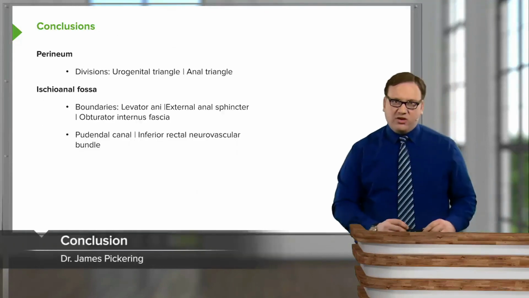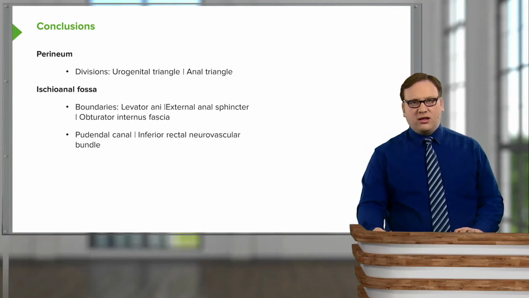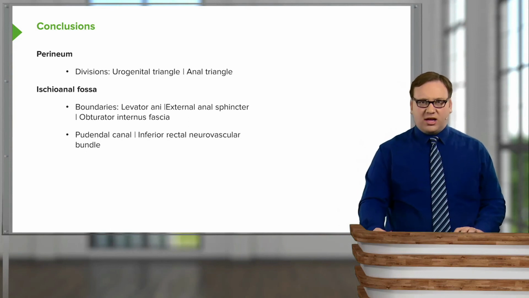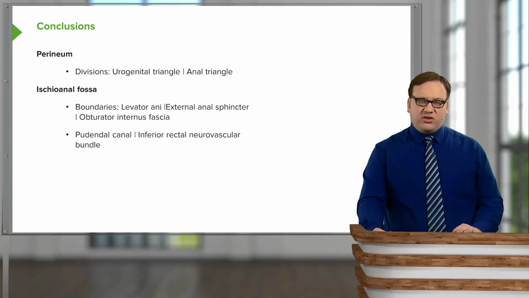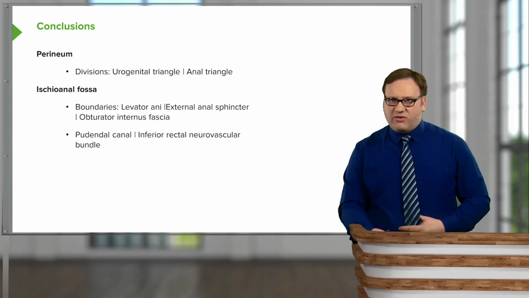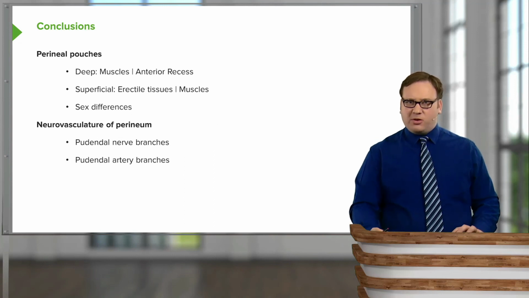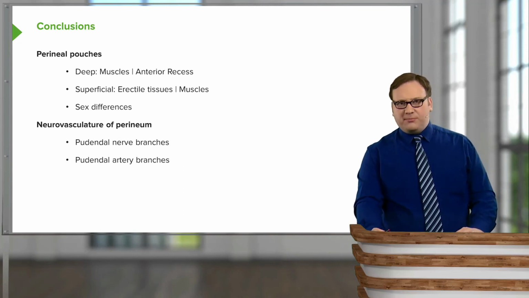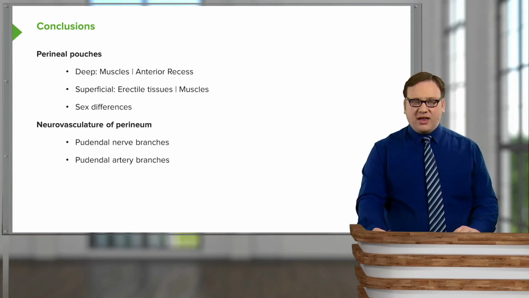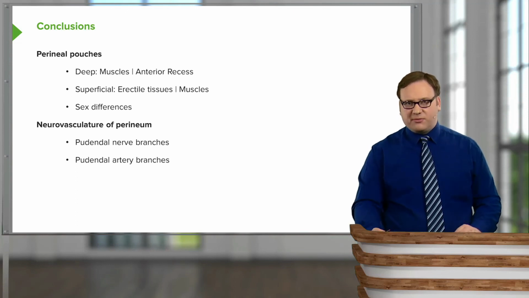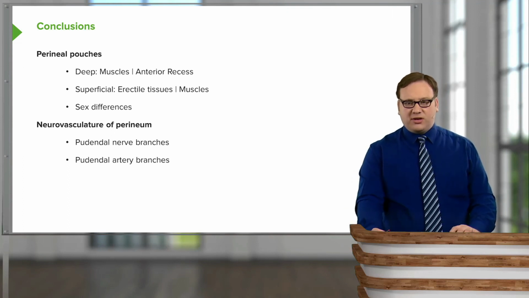So in conclusion, we've looked at the divisions of the perineum, the urogenital triangle and the anal triangle. We've looked at the boundaries of the ischioanal fossa: levator ani, external anal sphincter, obturator internus fascia. And we've looked at the pudendal canal, an inferior rectal neurovascular bundle that ran through the ischioanal fossa. We've looked at the perineal pouches, both in the male and the female, the deep and the superficial pouches, and looked at the differences between the male and female. And then finally, we briefly looked at the neurovasculature of the perineum, looking at the pudendal nerve branches and looking at the branches coming away from the pudendal artery.